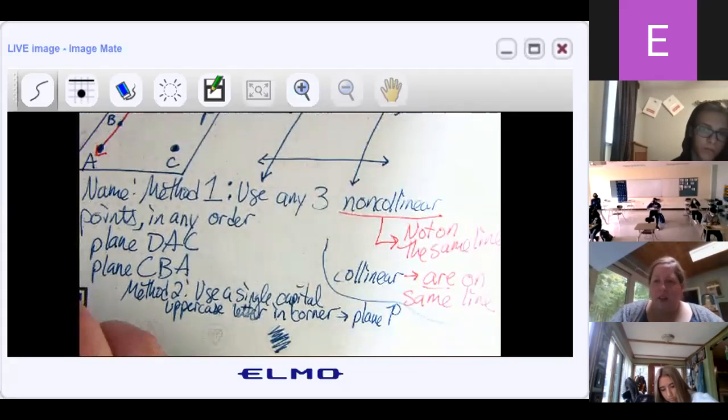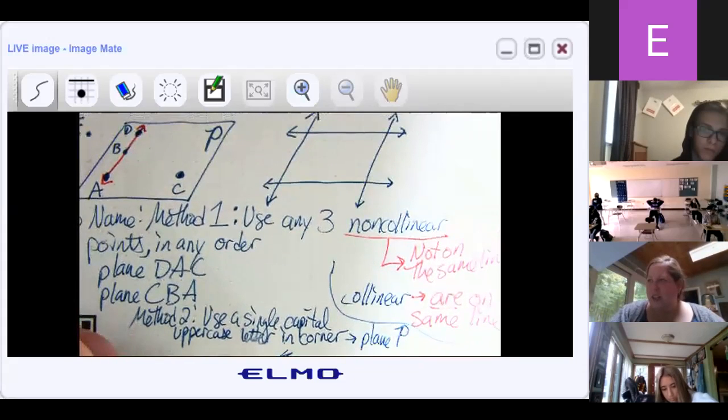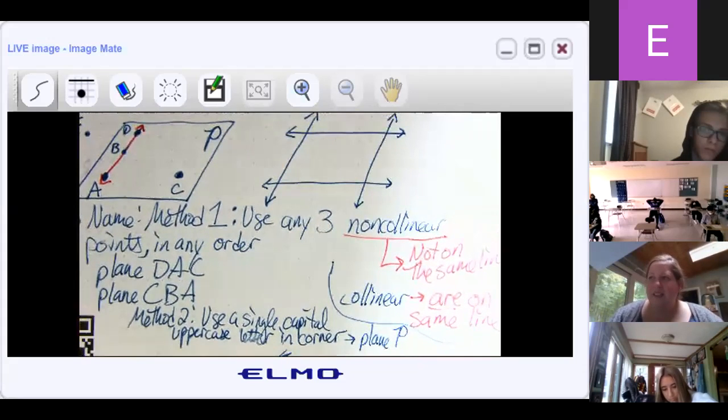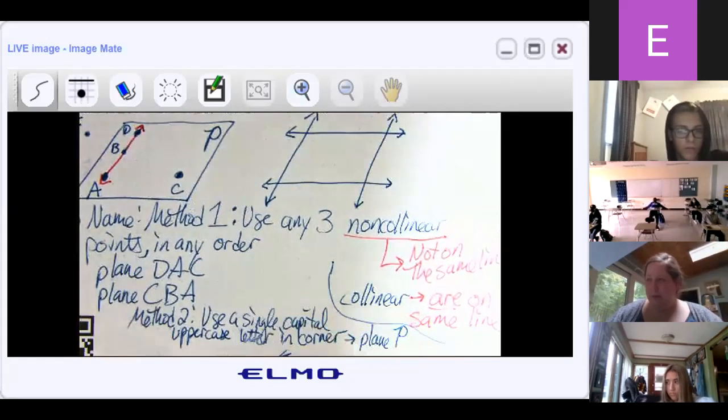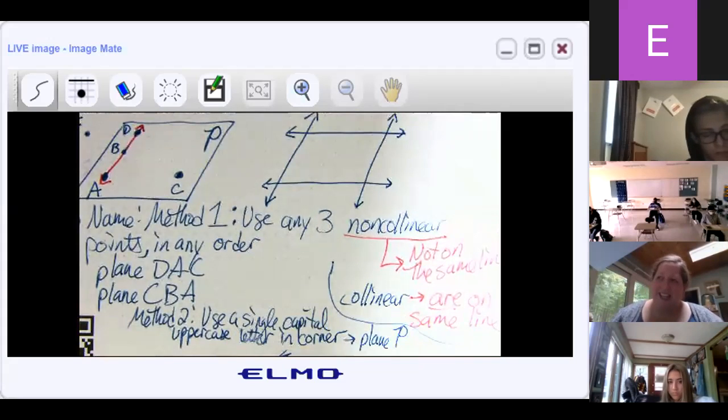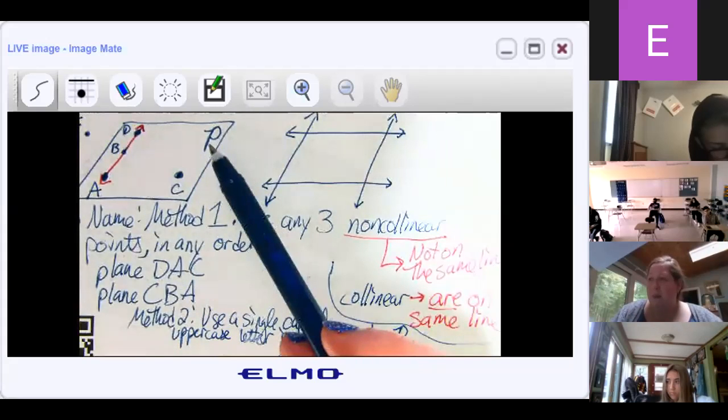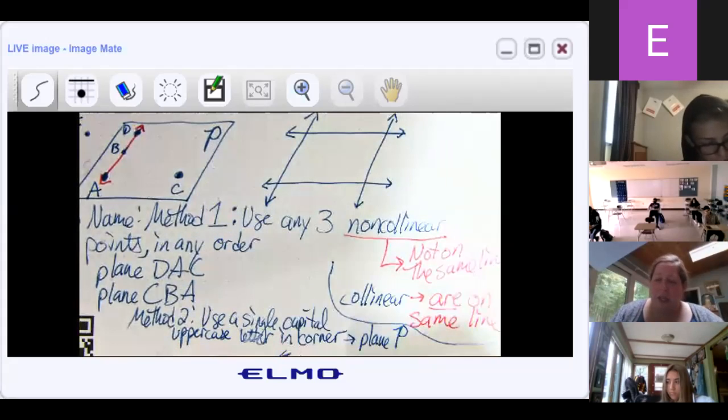So one thing that I want to just bring your attention to is that P is not a point in the plane. See how P doesn't have a dot next to it? I'm just using that to name the plane. Just like before with the line, and I had the lowercase letter on the side, that lowercase letter wasn't actually a point on the line. Same thing here. P is not a point in the plane. It's just being used to name that plane.